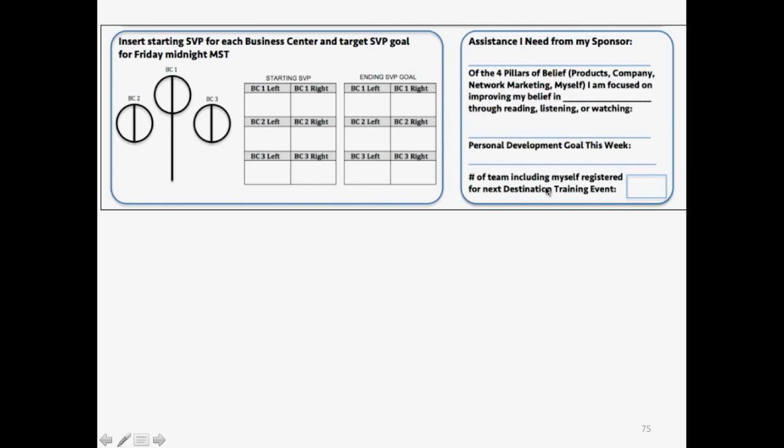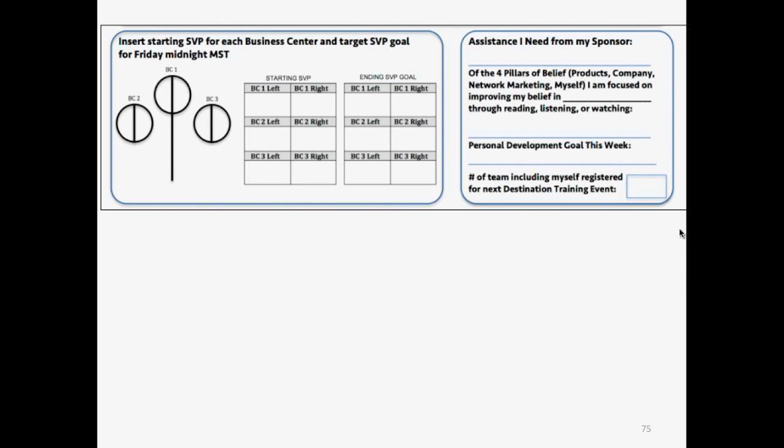And then number of team, including myself, registered for the next destination training event. So whatever that next big travel destination event is, you want to get yourself registered and then put a goal for the team. So let's say you're registered 1, and then make a goal of 5 or 10 more people that you're going to bring. You put 1 out of 10. Or if you have a bigger team and maybe you already have a few people, you put 6 people are registered and 30 people is our goal.